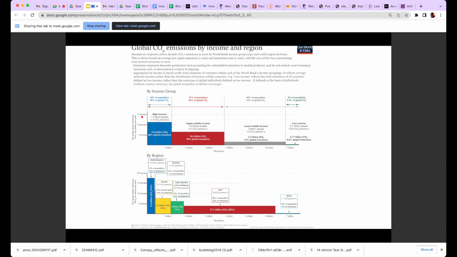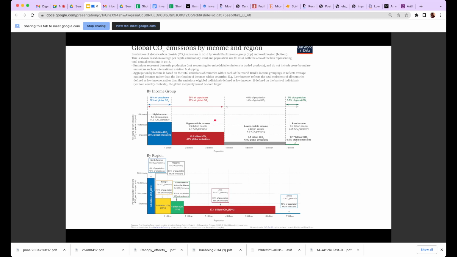So you can see, if you're looking at the income group, then high income and upper middle income, which make 51% of the population, create about 86% of the global carbon dioxide. That's answer A. Whereas the rest of the world, the 49% which belongs to the lower middle income and the low income, gives out only about 14% of the global carbon dioxide. That's a huge difference between the two halves of the world.